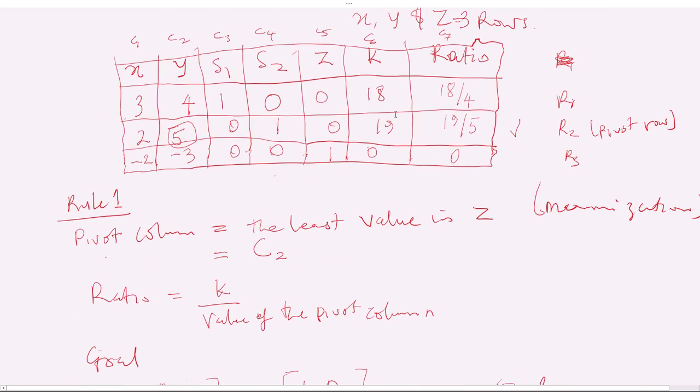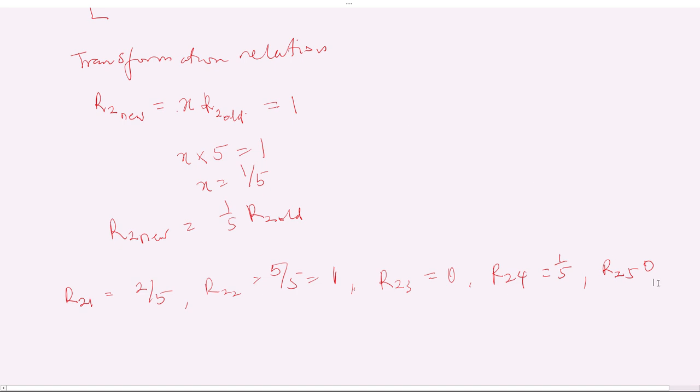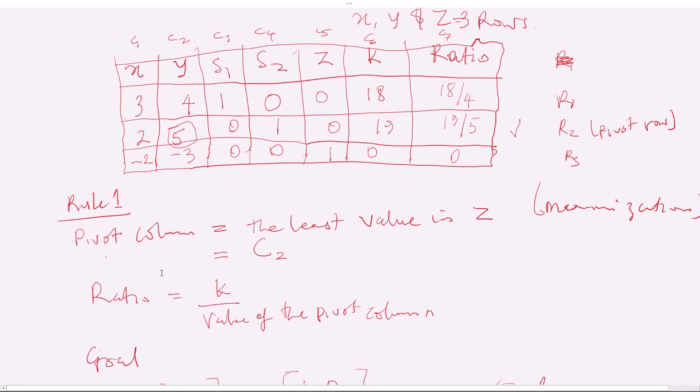On the k side, k is going to be 19 over 5, that is 19 times 1 over 5. So r25 equals 0. Then we know that the other one, r26, equals, oh, we already computed.